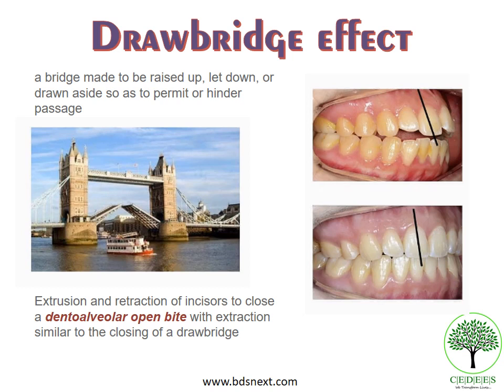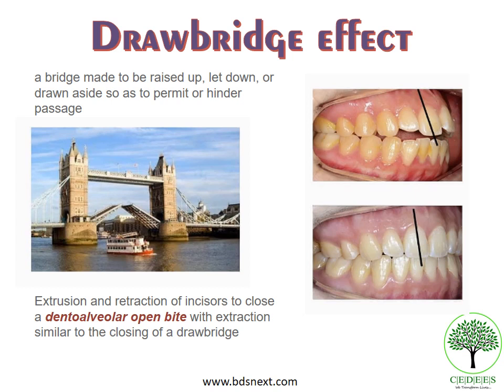When it's raised up, it allows the passage of ships and other tankers to go through the bridge. When it's let down or closed, then it becomes a straight bridge again, which becomes a road for other vehicular movements to happen. Now, what is to be noted here is the movement of the drawbridge. It can either be raised up or it can be closed. Now, similar to how a drawbridge is closed to become a straight road or a bridge again, a similar kind of tooth movement is seen when one closes a dentoalveolar open bite.